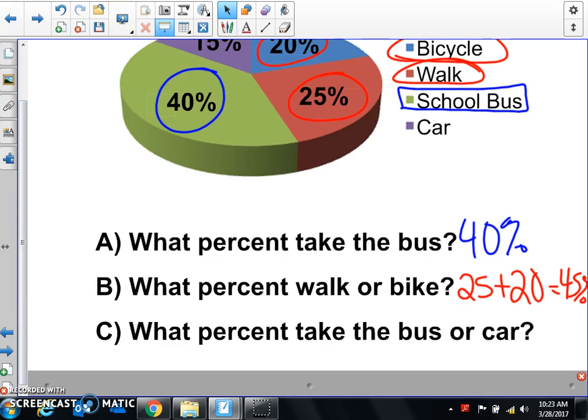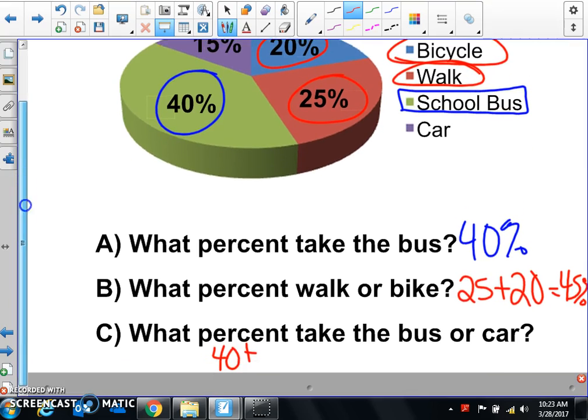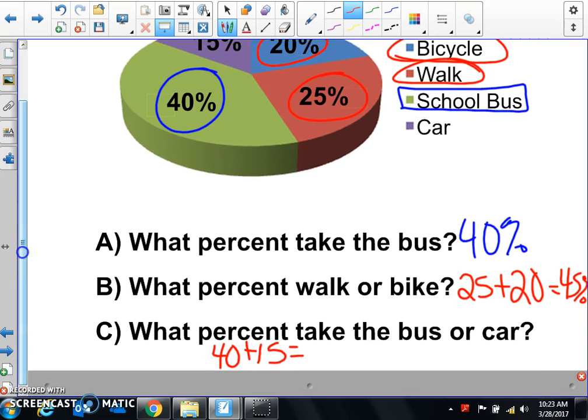What percent take the bus or car? The bus was in green, so that's 40. And the car was in purple, and that's 15%. Once again, we add them up, that's 55% of people.